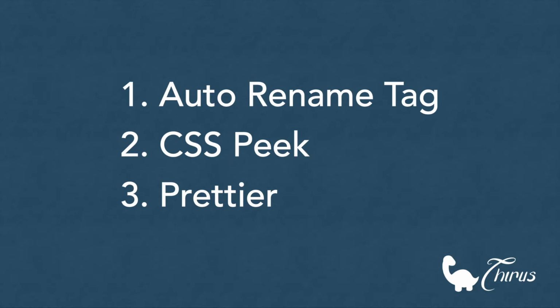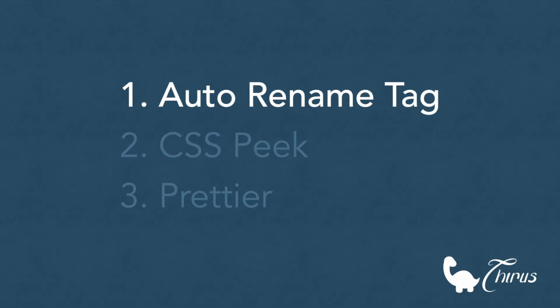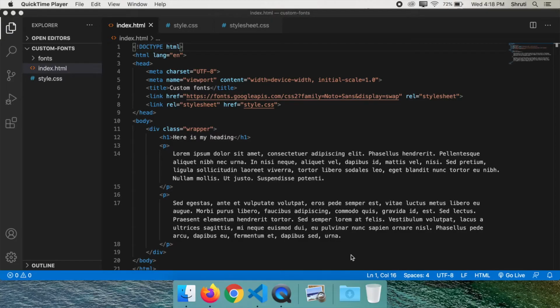First one, Auto Rename Tag. Many times it happens that you would like to change a div element to a section or a paragraph element to div after adding a lot of code. But when you try renaming the opening tag like this, the close tag doesn't get automatically renamed. Sometimes we forget to do this manually and it causes unnecessary errors. This is where our first extension is very useful.